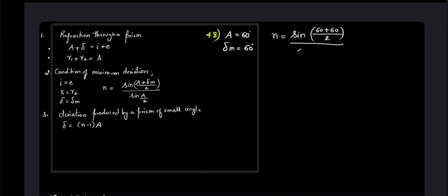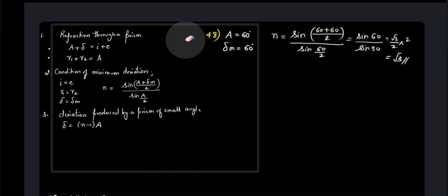divided by 2 upon sine of 60 divided by 2. This is sine of 120 divided by 2, that is 60, divided by sine of 30. Sine of 60 is root 3 upon 2 divided by half, that will come on top. Okay, so the answer over here is going to be root 3. That is going to be the refractive index, 1.732. This is question 48. Next, we'll go for question 49.